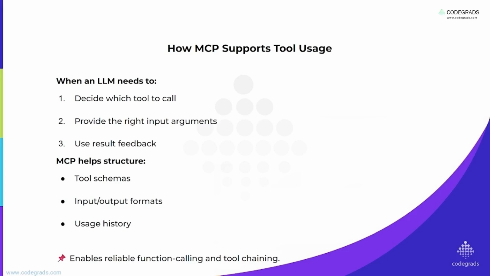Now, how MCP supports tool usage. When an LLM needs to decide which tool to call, or provide the right input argument, or use the result feedback, in all these cases MCP supports the tool usage. In general, we have multiple tools assigned to an LLM. While using MCP, it can decide which tool to call, it provides the right input argument, and it also uses the result feedback. Now, MCP helps structure things like tool schemas, input output format, and usage history. It enables reliable function calling and tool chaining.